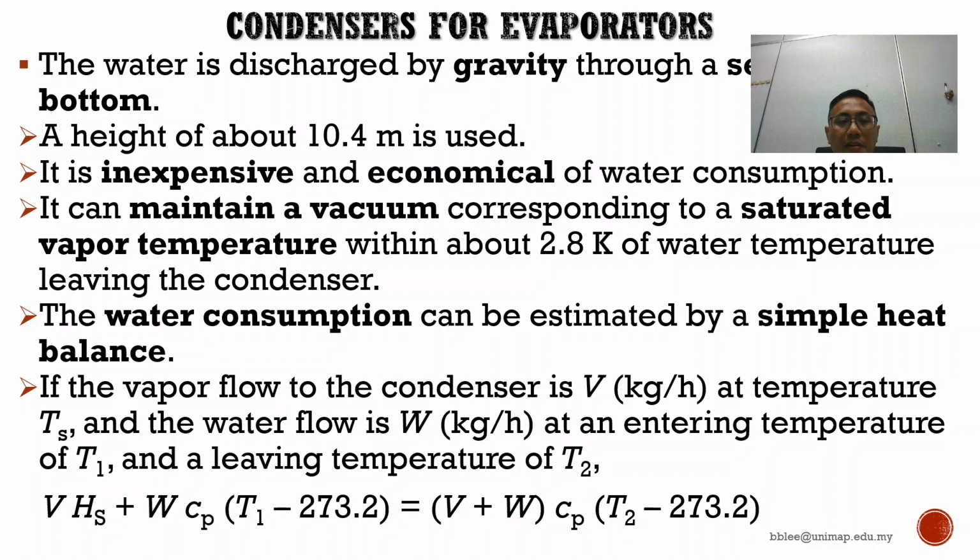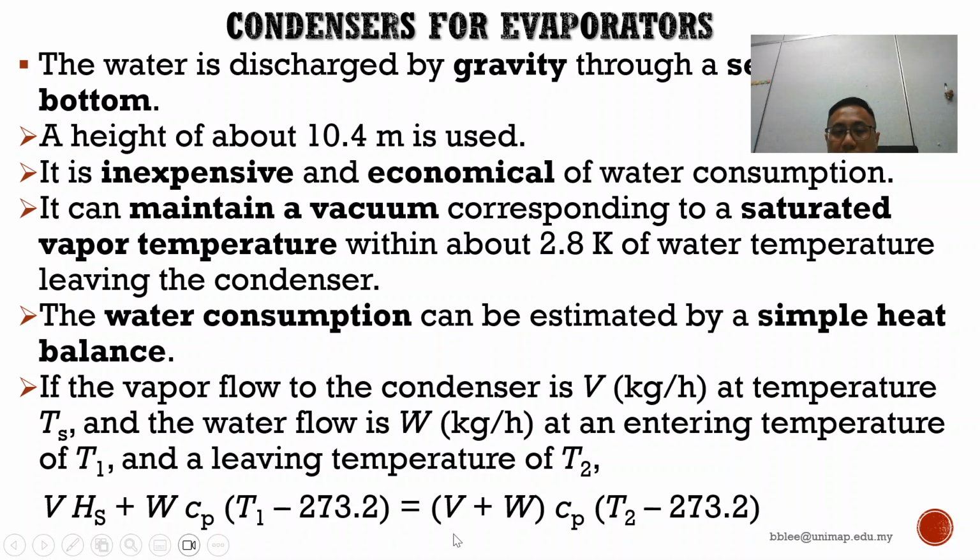So if the vapor flow to the condenser is V at temperature Ts, and the water flow is W, at an entering temperature T1 and leaving temperature T2, we can get a balance for the condenser. The vapor coming out from the evaporator has this energy required to condense, m C delta T, to condense the vapor, plus the vapor plus the condensed flow rate, with Cp and delta T.